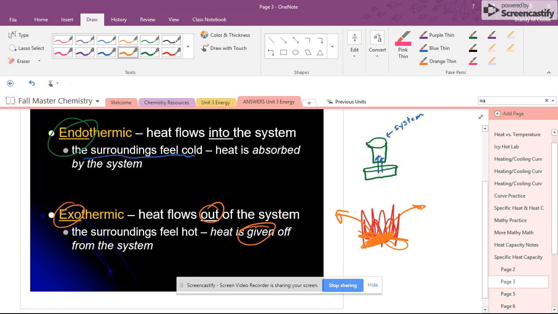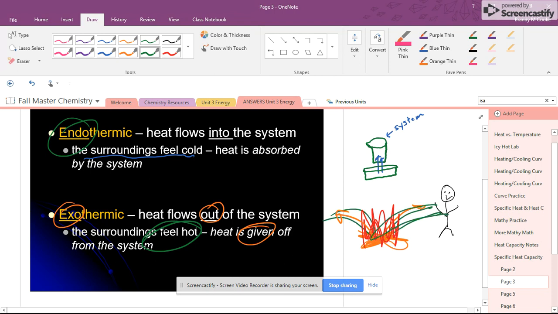Now, when we talk about that, we always say that the surroundings are usually us. It's how we would feel. So if we are standing in front of a fire, how does it feel? It feels hot. It feels hot because the system is expending heat. It's giving energy to us, and so it feels hot.